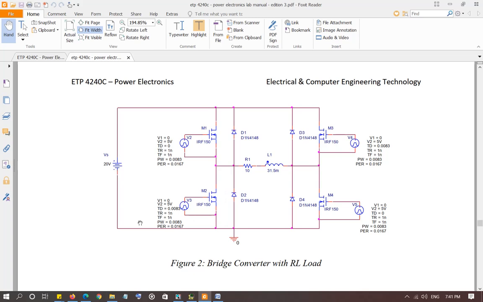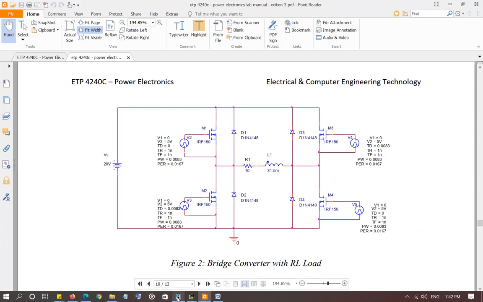So the current is going to flow through Vs, switch M3, L1, R1, M2, and back to Vs in the opposite direction. And when M3 and M2 turn off, M1 and M4 will turn on, but the current is still flowing in this direction. It cannot instantaneously go in the opposite direction. Diodes D2, D1 and D4 are going to turn on, and the current flows through these diodes until it goes down to 0, and then M1 and M4 will come into play and current will start flowing in the opposite direction.